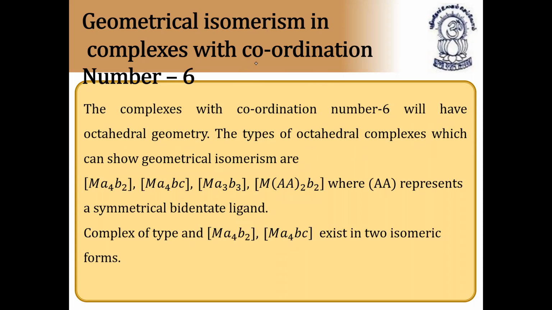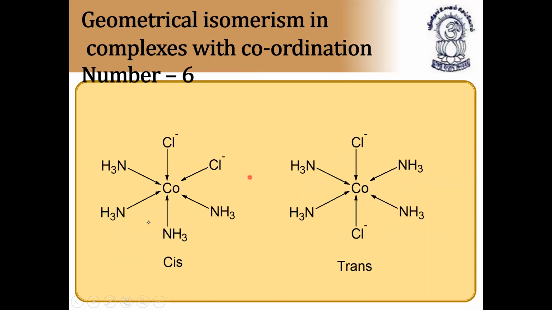So it's not so simple. That's why we should be thorough with all the types of molecules which show geometrical isomerism. For example, you can see here, this is of type what? Co is the central metal atom, M, and this is Cl. How many are there? 2 are there. So Ma4B2: 1, 2, 3, 4, 4 similar ligands. This is of the type Ma4B2, where A is amine, B is chlorine.